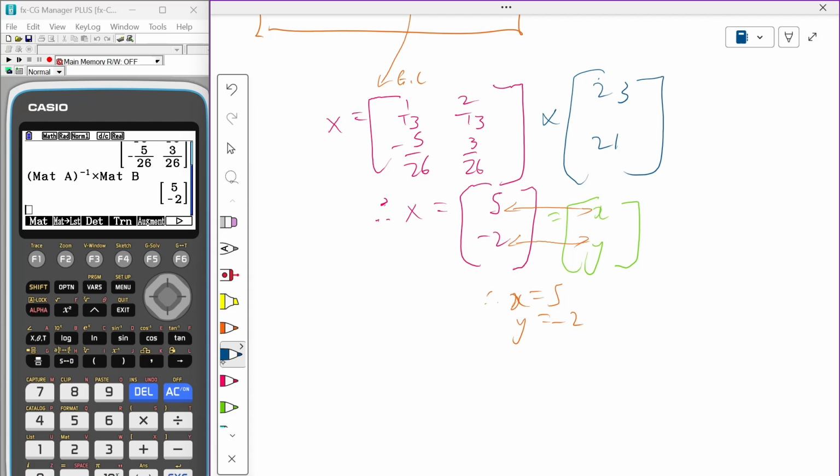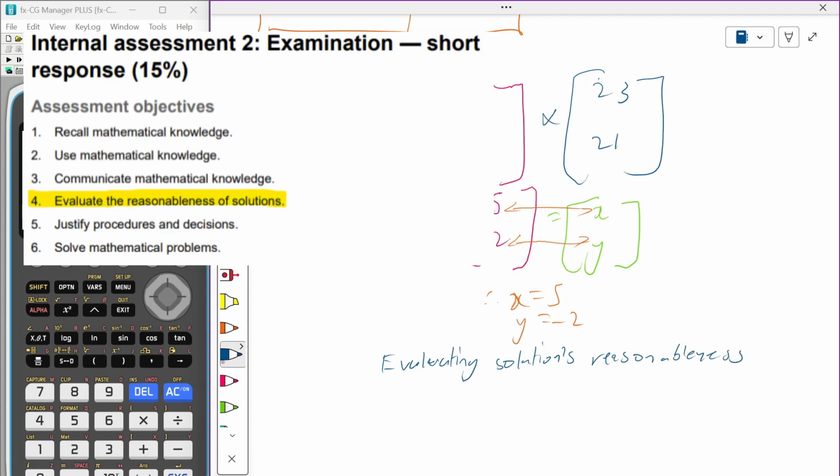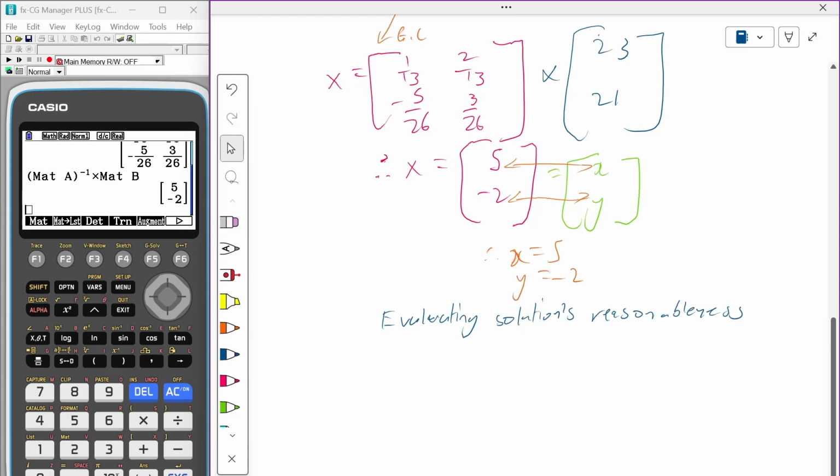I'm just going to do a little bit extra in terms of evaluating the reasonableness of your solution. As part of your internal assessment for your mathematics exams, there is a part which says evaluate the reasonableness of your solution. It is mainly tested more in the PSMT. However, teachers can still implement it into the exam here and there to test that certain criteria. So if you get something like this in the exam, all it's asking you to do is just to do a check.